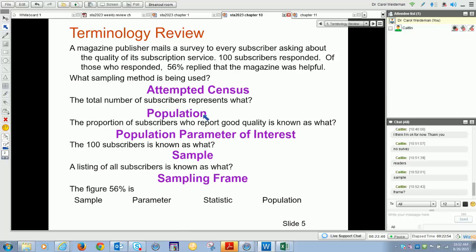The figure 56% is what? Is it a sample, a parameter, a statistic, or the population? So 56% of the 100 people said the magazine was helpful. So what terminology would we use? Is that a sample, a parameter? That's a statistic. Excellent. Yes, because it was calculated from the sample. Very good.